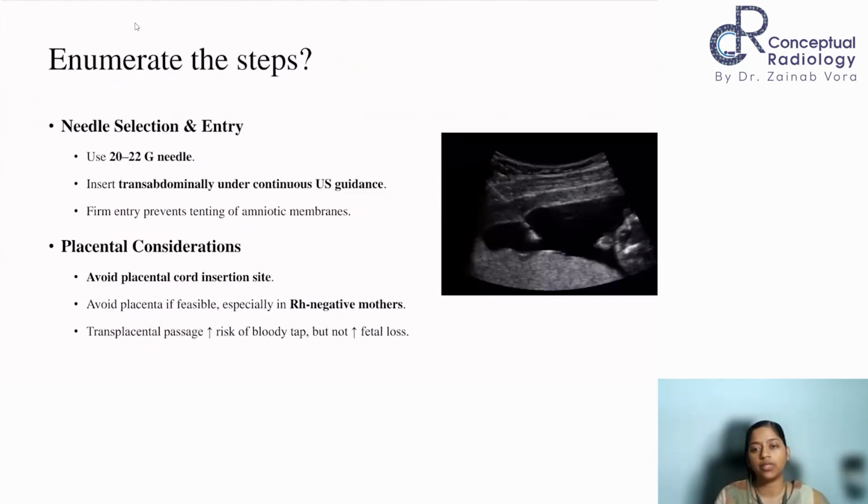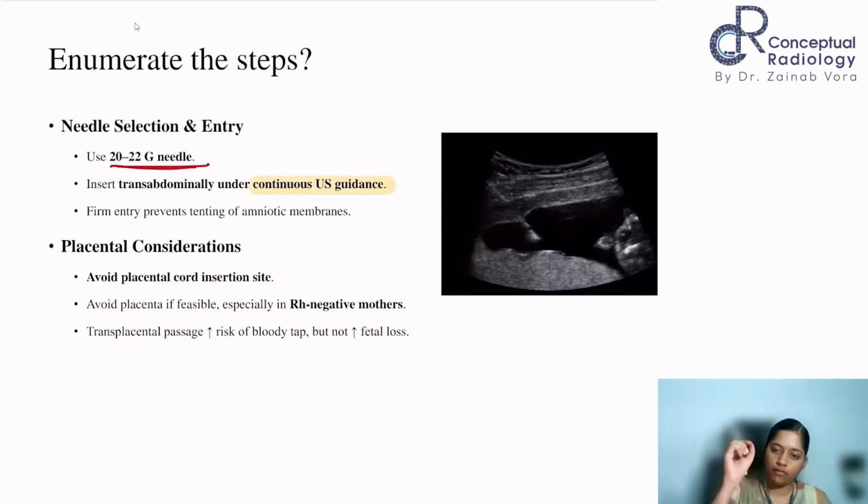So what are the steps? How do we go about doing amniocentesis? Start with the needle selection and the track that you are going to follow. A 20 to 22 gauge needle is good enough. Go transabdominally. Please monitor the needle end to end, from the point it is entering the skin, the subcutaneous plane, and the amniotic cavity. That should be under vision, and while removal also, everything should be under continuous ultrasound guidance.